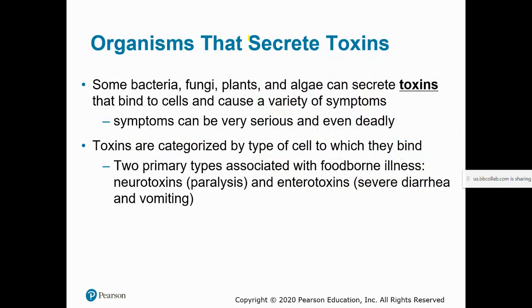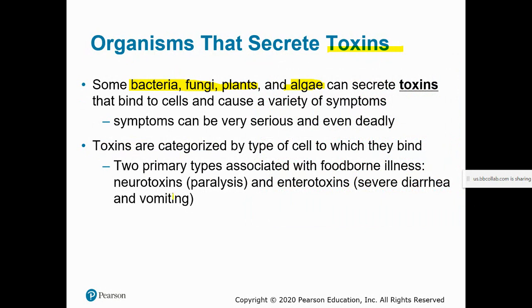And then we can talk a little bit about some of the organisms that secrete toxins. Bacteria and fungi can secrete toxins. We'll also take a look at least one example of a plant and algae that can secrete toxins. Similar to the microorganism itself causing the problem, in this case, it's the toxins that cause the foodborne illness.